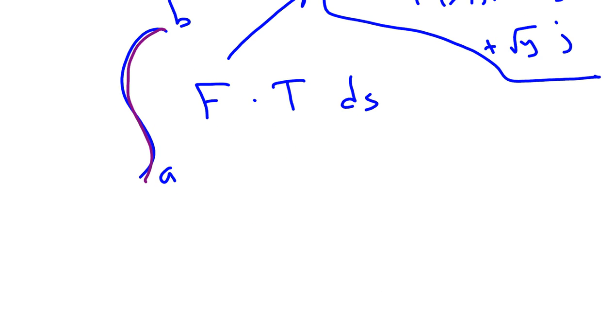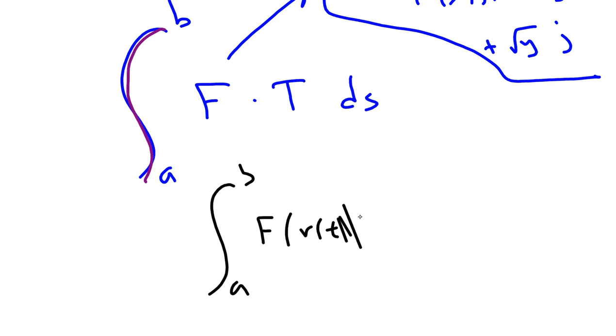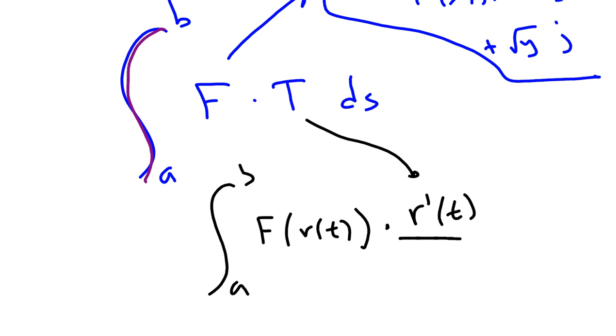So how am I going to write this? I'm going to say integral a to b of F of r of t. That just means we're going to take our expression for the curve and sub it into the function. And then we're going to dot it with the unit tangent vector, which you can think of this way. You get a tangent vector by taking the derivative of your curve. You make it a unit length vector by multiplying by 1 over its length, or dividing by its length. So that's the unit tangent vector.